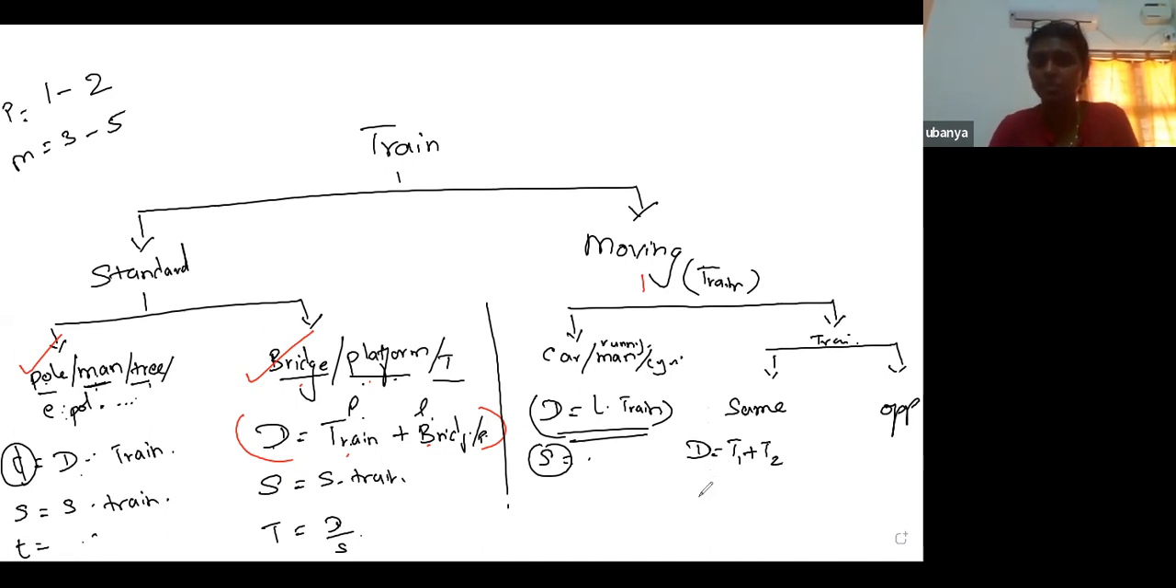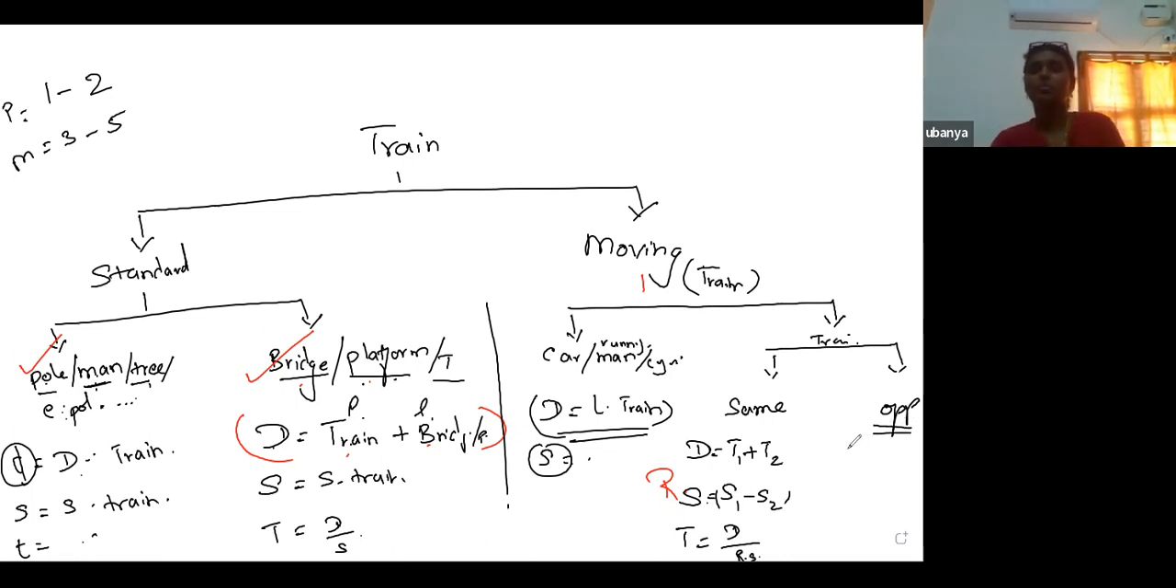And the speed would be the relative speed. In relative speed, if they are moving in the same direction, we have to go with speed 1 minus speed 2. The speed of train 1 minus the speed of train 2. That's called relative speed. And the time taken would be distance divided by relative speed. Whatever we are getting here, we have to substitute here.